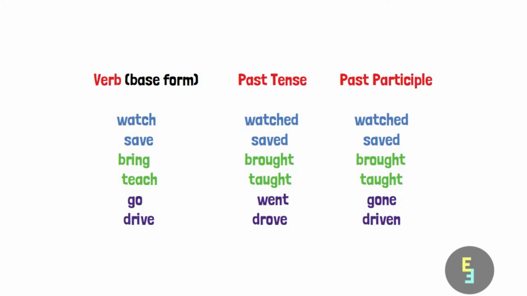Now, let's have the verbs in violet text. The base forms are go and drive. I know you've already figured out that these words are irregular verbs. The difference between these irregular verbs and the previous verbs in green text is that the spelling of the past tense is different from the spelling of past participle. In this case, the past tense of the verb go becomes went. And when used as past participle, it becomes gone. Same with the verb drive. The past tense is drove, and the past participle is driven.